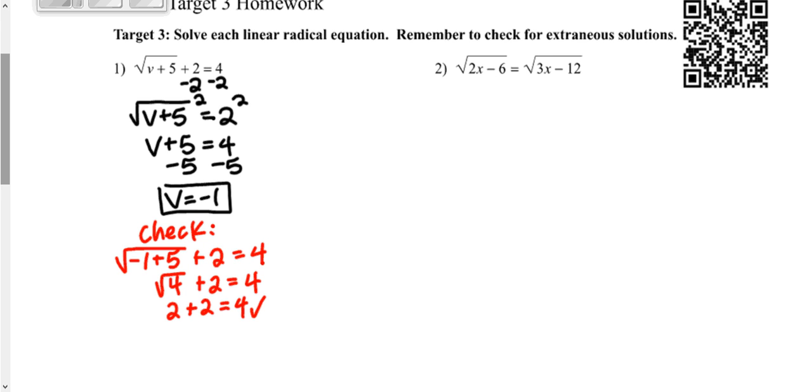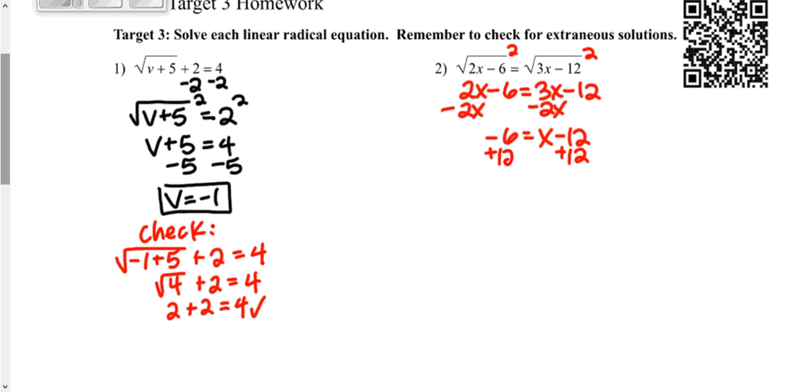On number 2, when you have a square root equals a square root, just square both sides. It lifts off the radical of both sides. It looks like the hardest case, but it's actually one of the easier. Now I'm just combining my like terms. So now I have negative 6 equals 1x minus 12. Adding 12 to get x by itself, x equals 6.